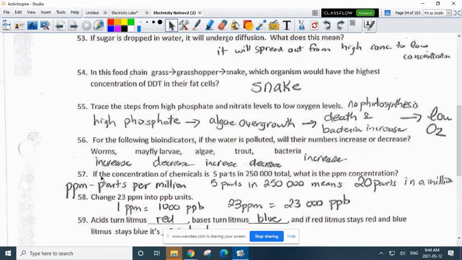Number 57, if the concentration of chemicals is 5 parts in 250,000, what's the ppm? So parts per million. So if there's 5 parts in 250,000, that would mean there's 20 parts in a million. You could set up a ratio to do that. Next one, change 23 ppm into ppb. So here's your conversion factor. So 23 ppm is 23,000 parts per billion.